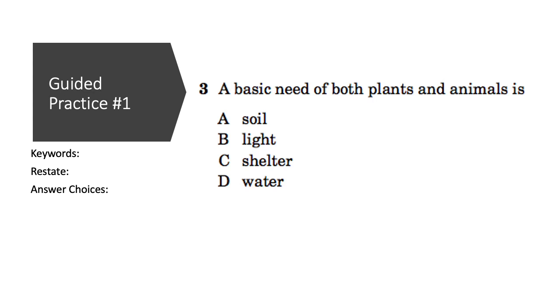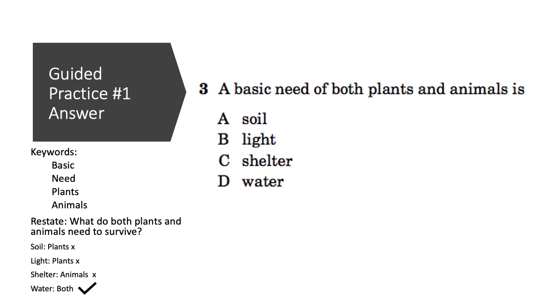A basic need of both plants and animals is A. Soil, B. Light, C. Shelter, D. Water. Pause the video here, fill in the keywords, your restated question, and your answer choice, then unpause the video to see the answer and explanation.